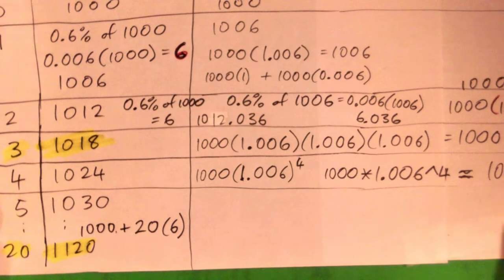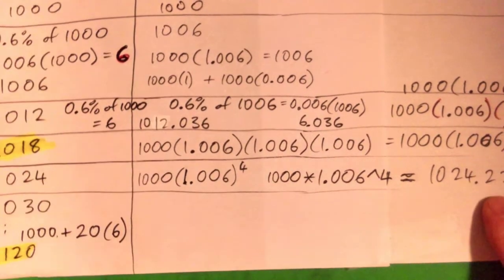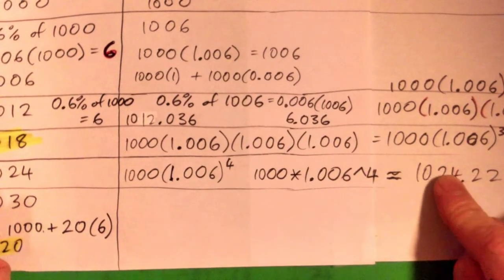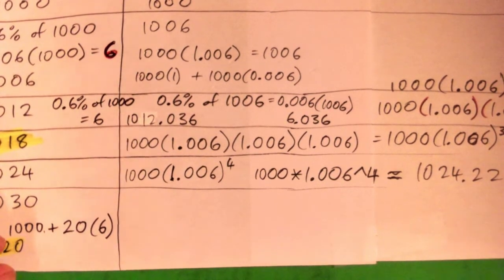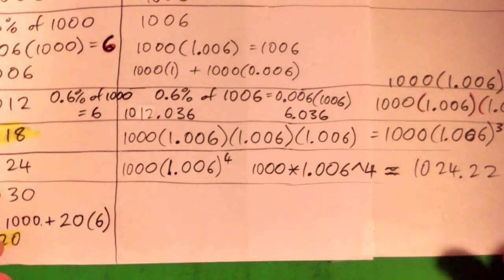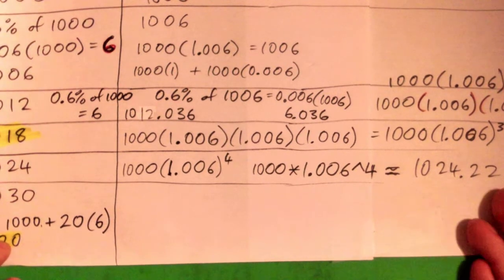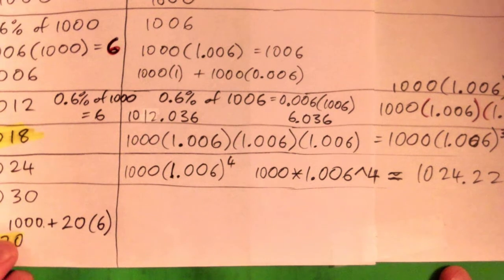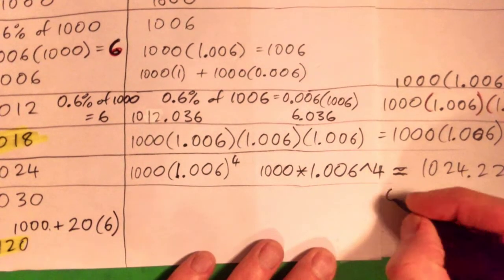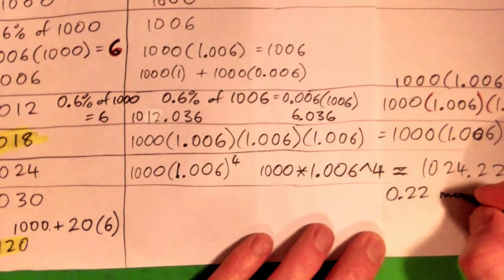Right, so we have a little bit more in the account. Yeah, so the interest is $24.22. The total amount is $1,024.22. But the point is, we've got 20. I don't want to be saying it. You tell me. How much more is in the account? 22 cents. There's 22 cents more here.